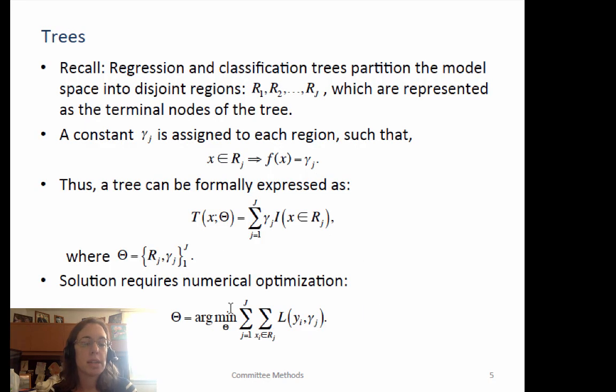So now going back to trees. We're going to talk about boosting trees in particular. So let's just formulate this problem. Thinking about the tree itself, regression and classification trees partition the feature space into disjoint regions that are represented by terminal nodes in the tree.